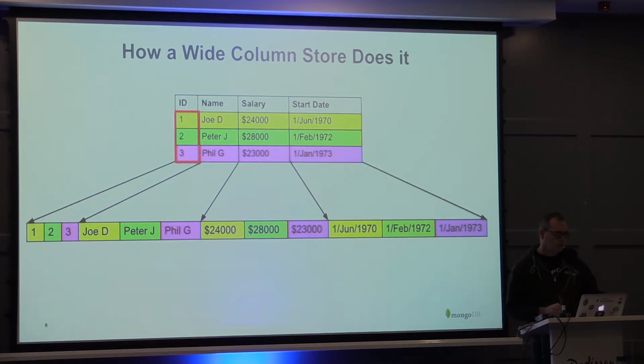They have to seek to the one element, then they seek to Joe D, then they seek to $2,400, $24,000, then they seek to start date. So you get a lot more seeks. And lots of the more sophisticated database engines will store data in both formats to make things more efficient for you. But that has its own problems in terms of write synchronization.